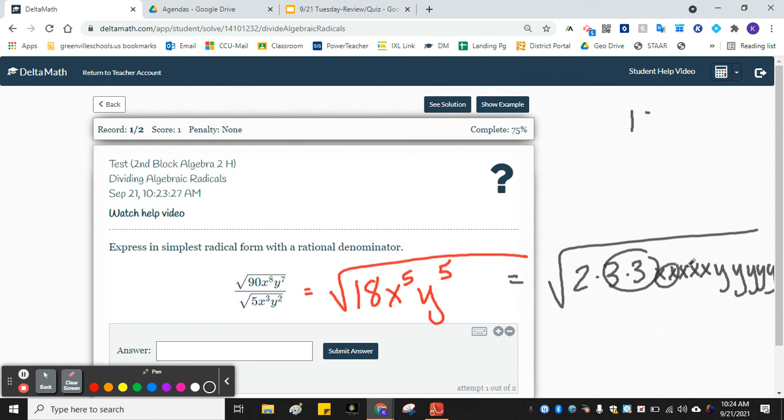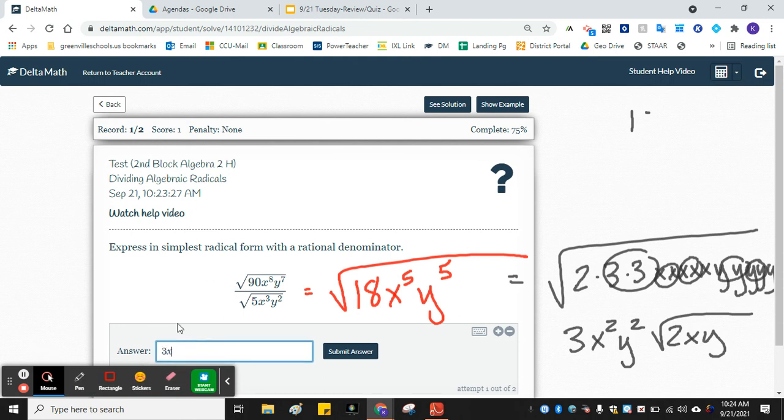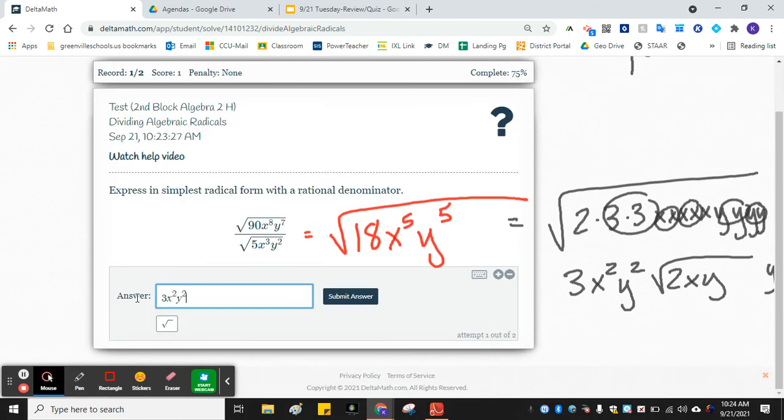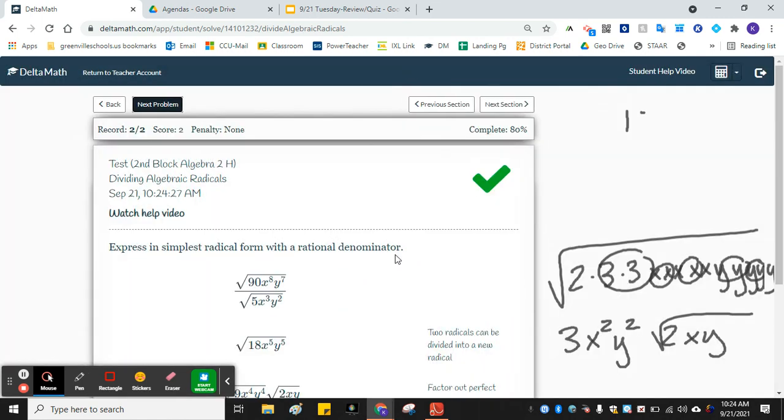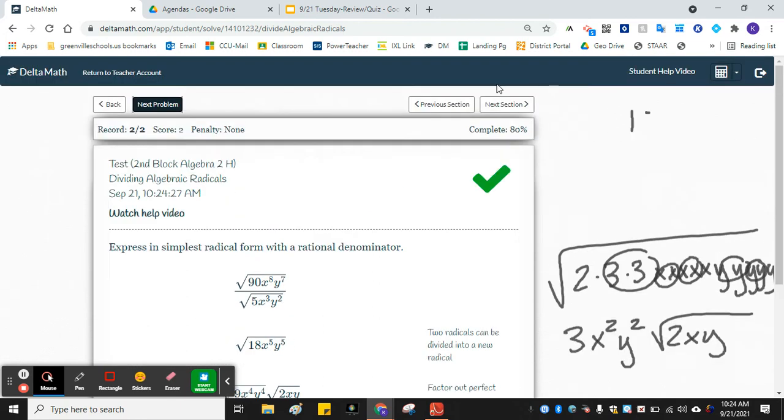The 3 comes out, 2 x's come out, 2 y's come out, and you're left with 2xy on the inside, everything we didn't circle. So 3x squared y squared, and inside the radical, 2xy. There you go.